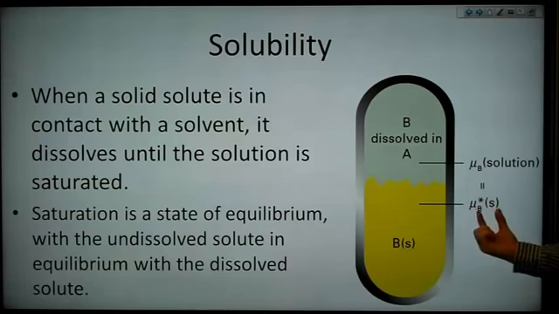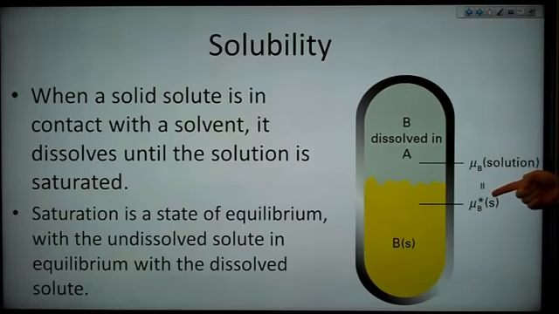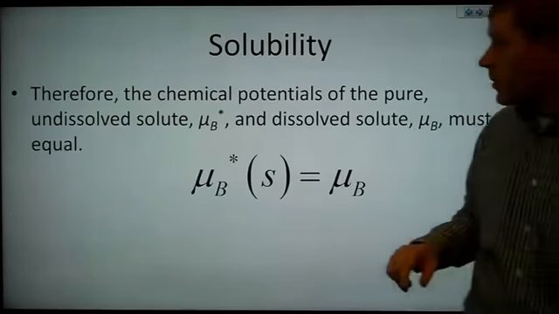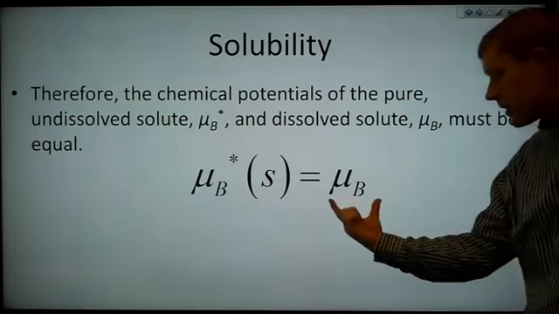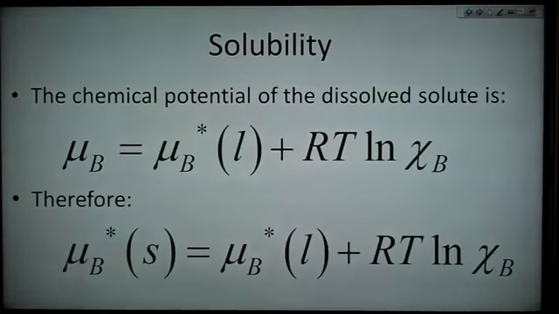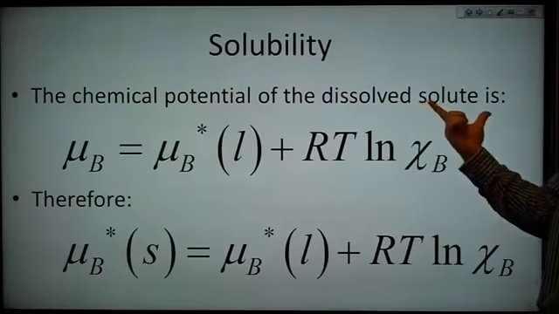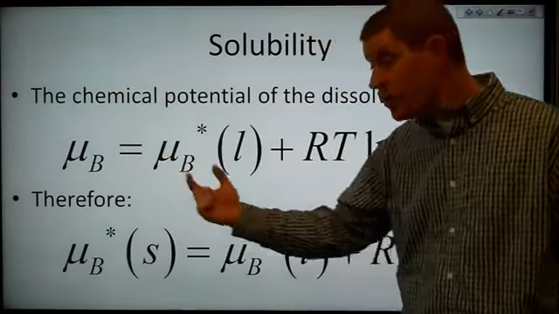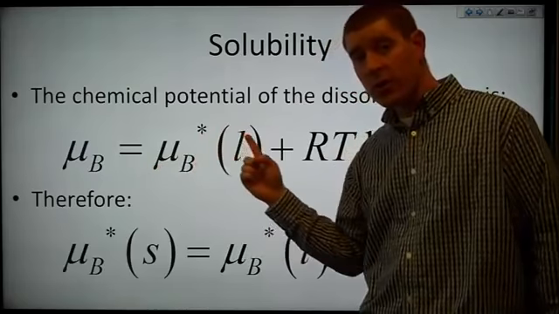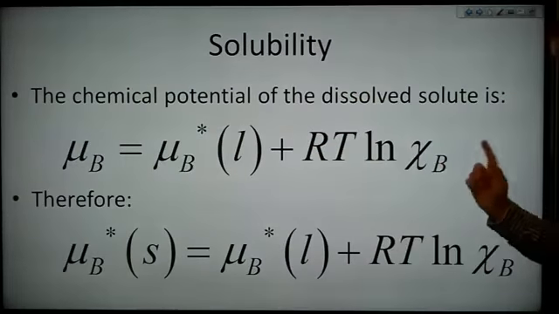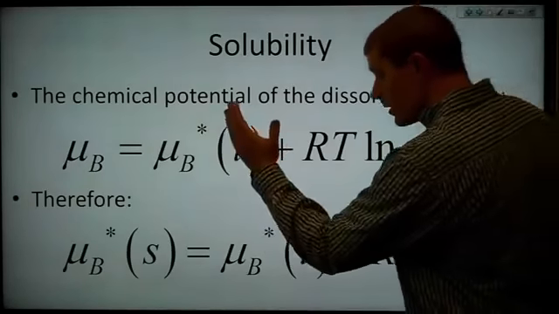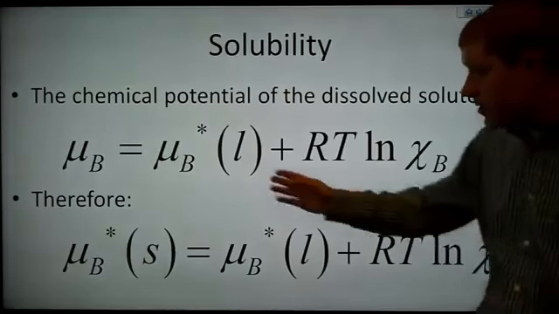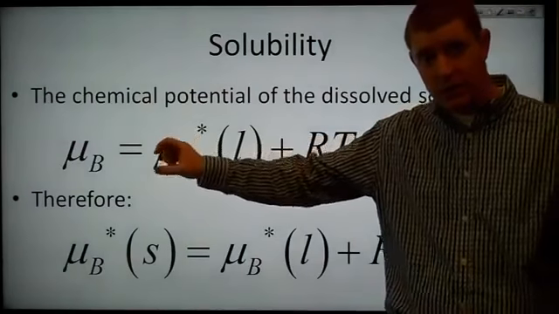So note here we have the chemical potential of B in the solid phase while it's pure has to be equal to the chemical potential of B in solution. So the chemical potentials of our pure undissolved solute and our dissolved solute have to be equal. And we also know that the chemical potential of our dissolved solute, the chemical potential of B in solution, is equal to the chemical potential of B while it's pure in the liquid phase, plus R times T times the natural log of the mole fraction of B. And this means that now we can set this, and that still has to be equal to the chemical potential of B in solid phase and pure.